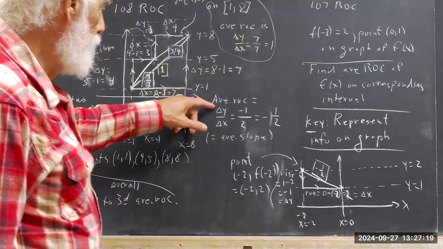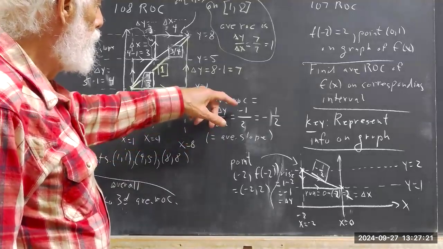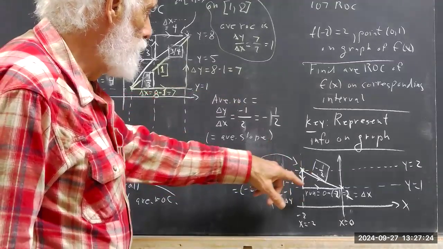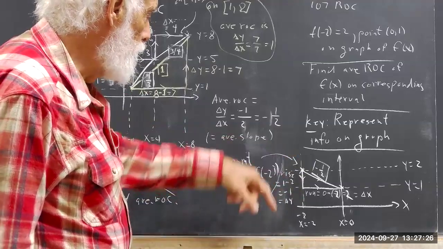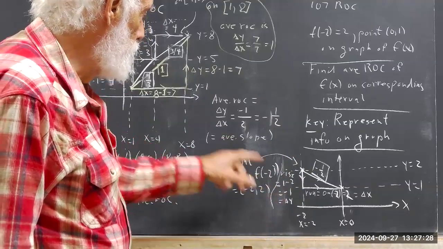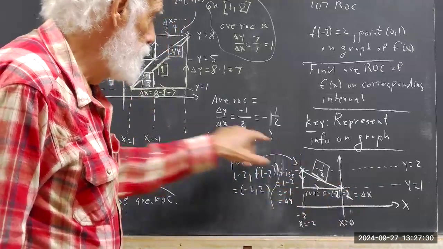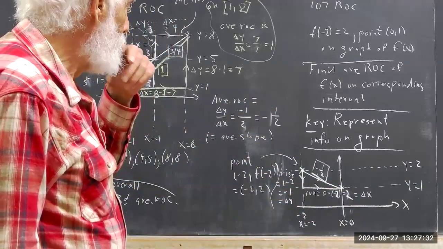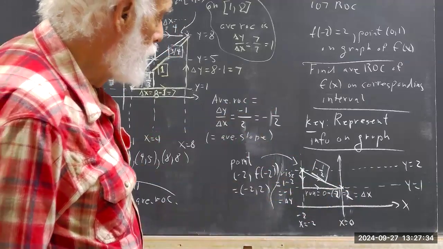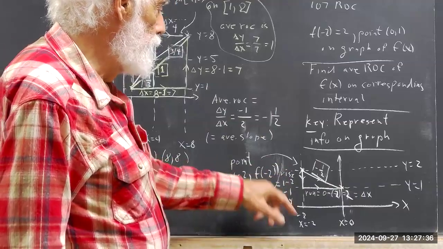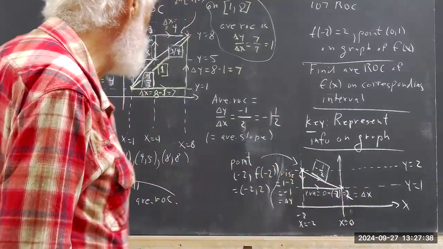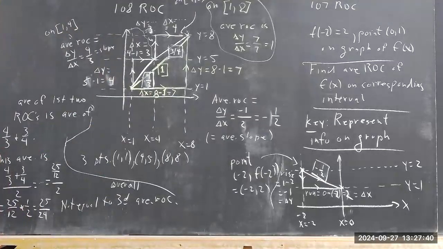So your average rate of change is delta y over delta x. And that comes out to then rise, or the delta y, -1, and the delta x, 2. That's -1/2. And of course, that equals your average slope because your delta y is your rise, your delta x is your run.